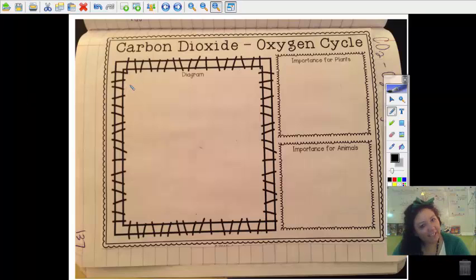So tonight we are going to talk about the carbon dioxide oxygen cycle. You want to make sure you're on page 137 and you have this handout that I gave you today.